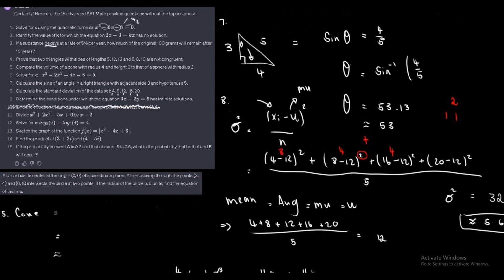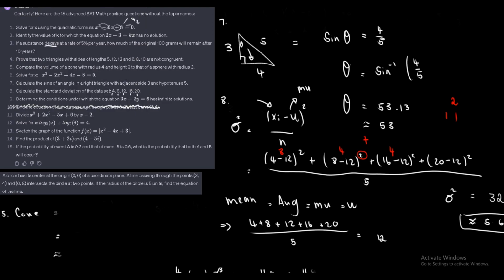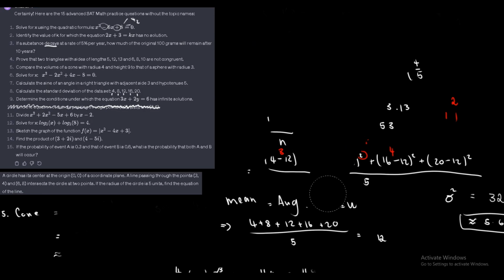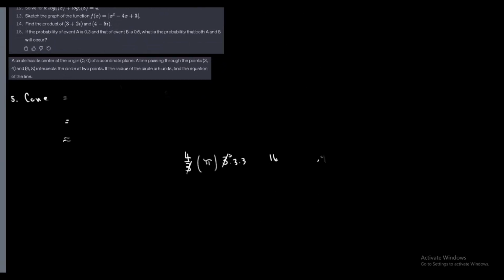See number 9. Determine the conditions under which the equation 3x plus 2y is equal to 6 has infinite solutions. Okay, time for the eraser. Just want to erase some stuff quick. I can't clear the board like I usually do, because if I do that, it removes the pictures, the images I added as a layer. So, yeah. Okay, let's see.